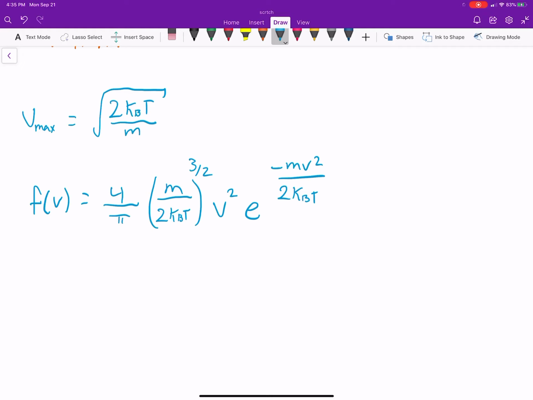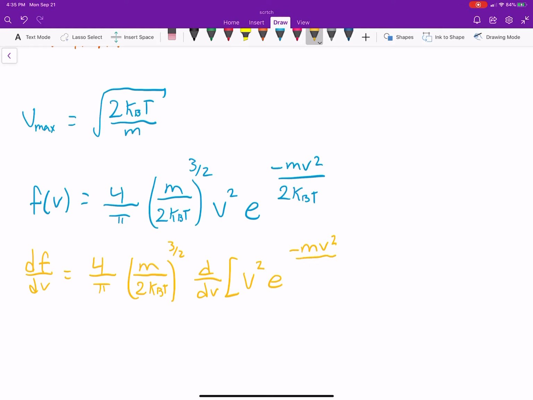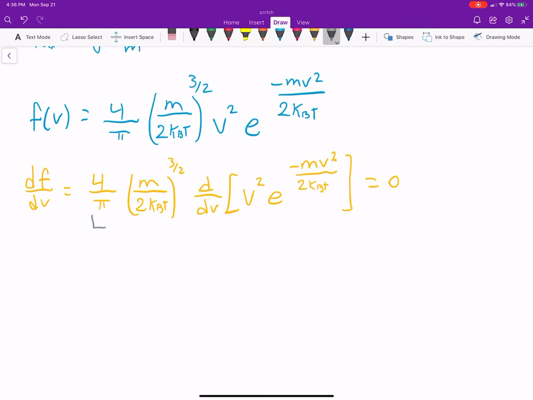So we need to take this derivative and set it equal to 0. So df by dv is equal to, I'm going to move the constants out front because derivatives are linear. That's okay to do. So this stuff is all constants. And then d by dv of v squared e to the minus mv squared over 2kbt. And that's all going to be equal to 0. So we have a product rule. Nothing too crazy here.